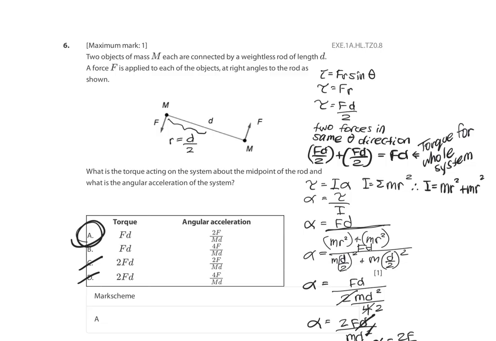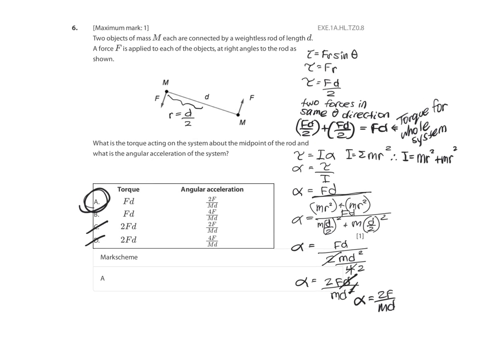So therefore, angular acceleration is torque over moment of inertia. The torque we know is F d, so I slip that in. The moment of inertia is M r squared plus M r squared, where r, the radius, is d over 2. And so if we collect all of our terms together, in the end we find that the acceleration winds up being 2F over M d, and so our answer is A.